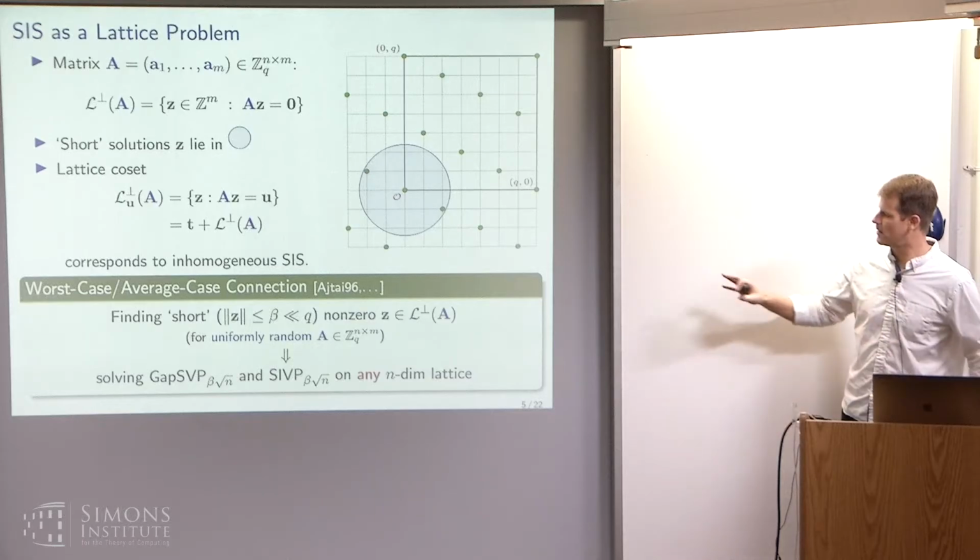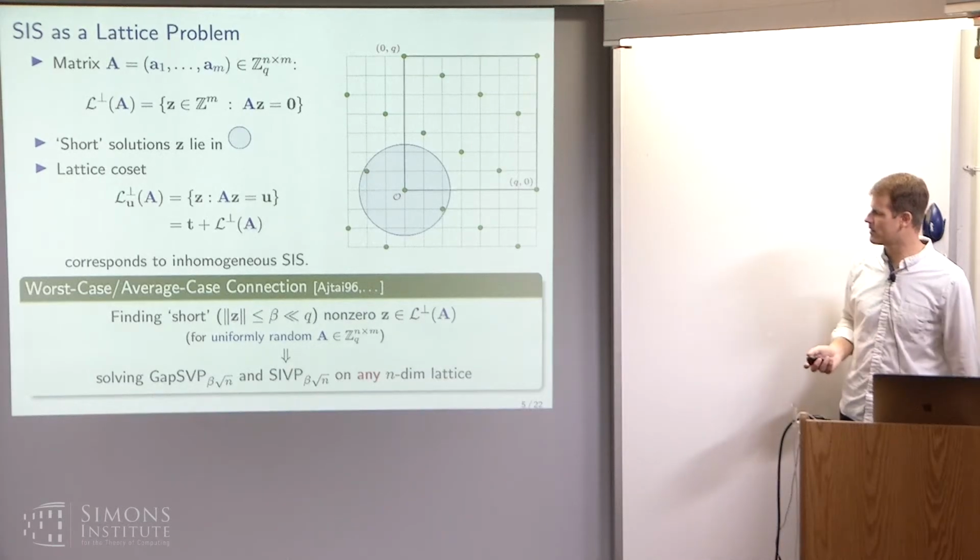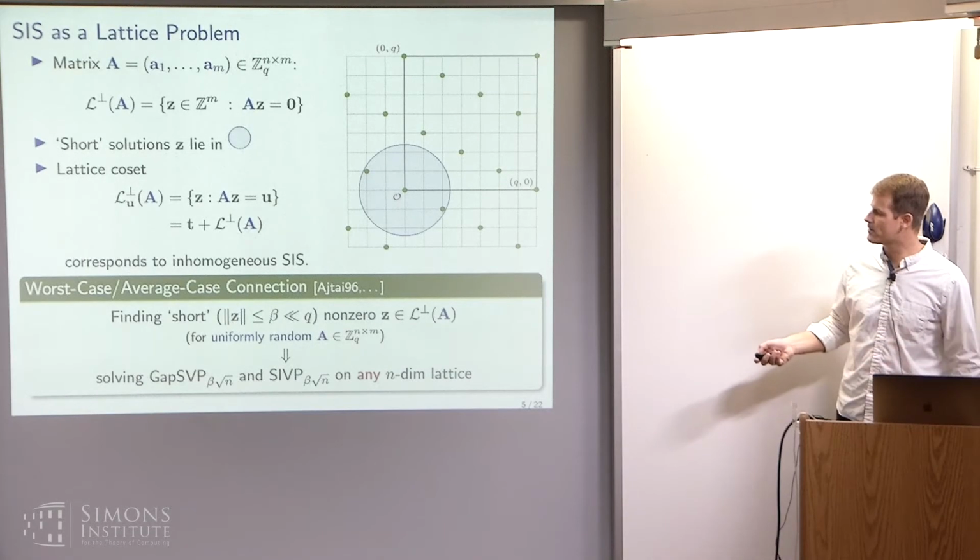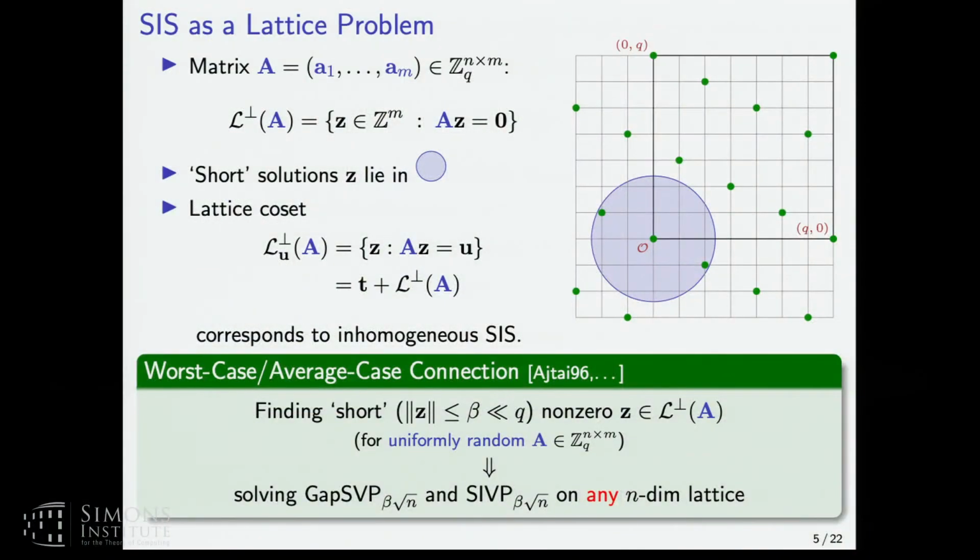So this is the nature of SIS. It's really remarkable because it says that if there are any hard instances of these problems, then this problem here is hard for uniformly random choice of matrix A. So you can actually generate hard instances by just sampling them at random.